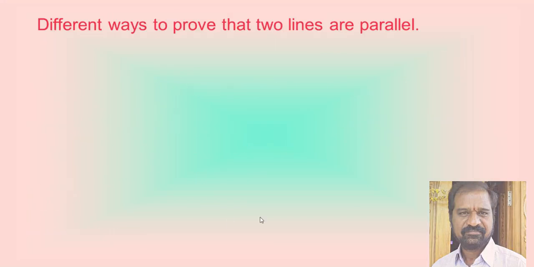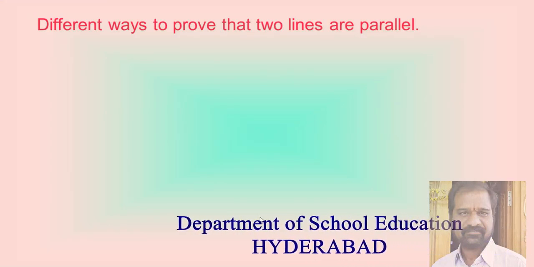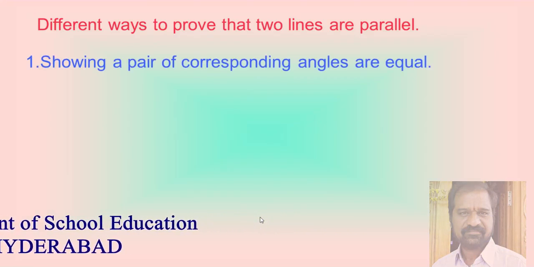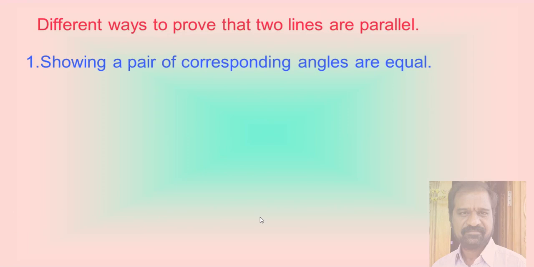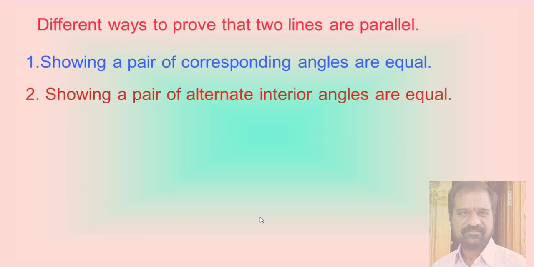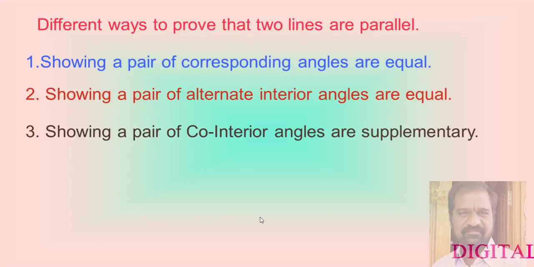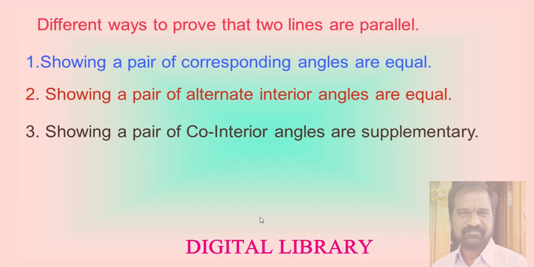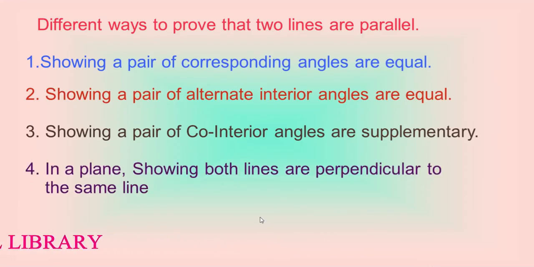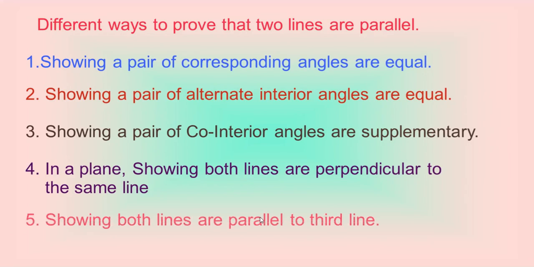Different ways to prove two lines are parallel. One, showing a pair of corresponding angles are equal. Second, showing a pair of alternate interior angles are equal. Third, showing a pair of co-interior angles are supplementary. Fourth, in a plane, showing both lines are perpendicular to the same line. Fifth, showing both lines are parallel to a third line. So these are the five ways to prove given lines are parallel.